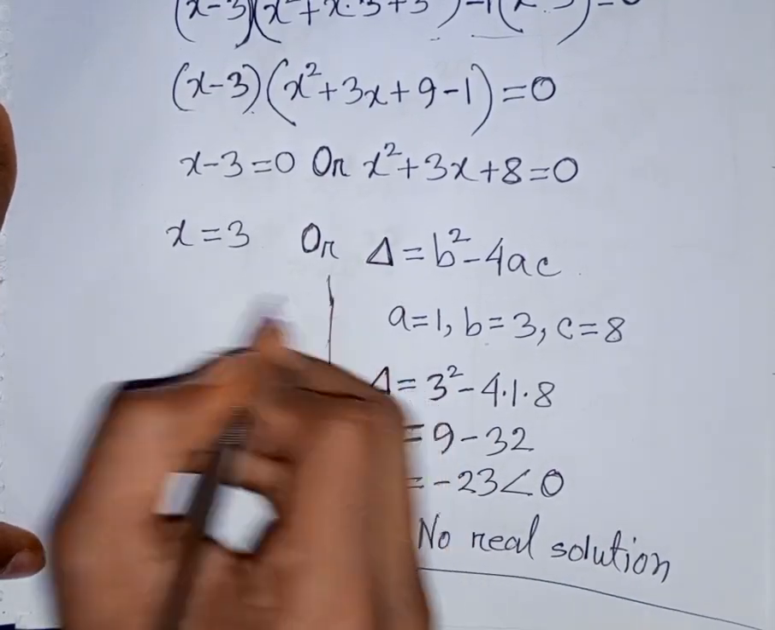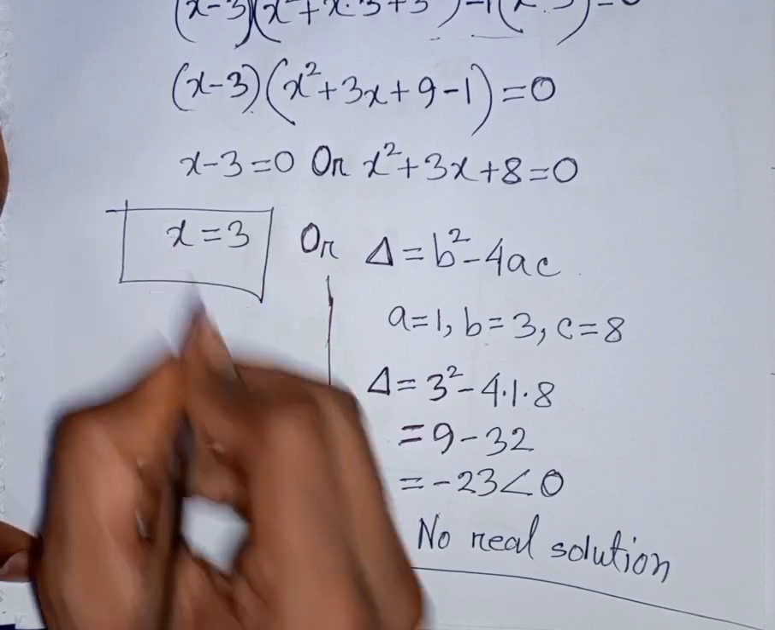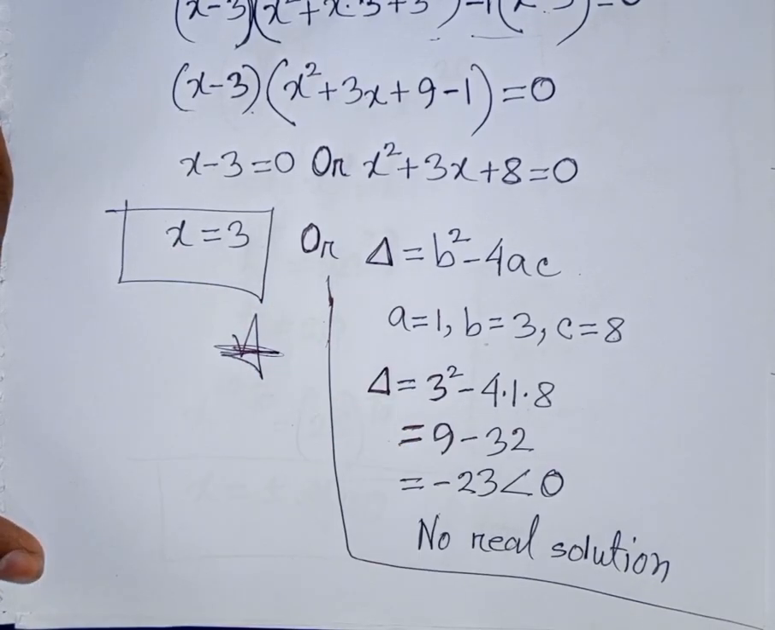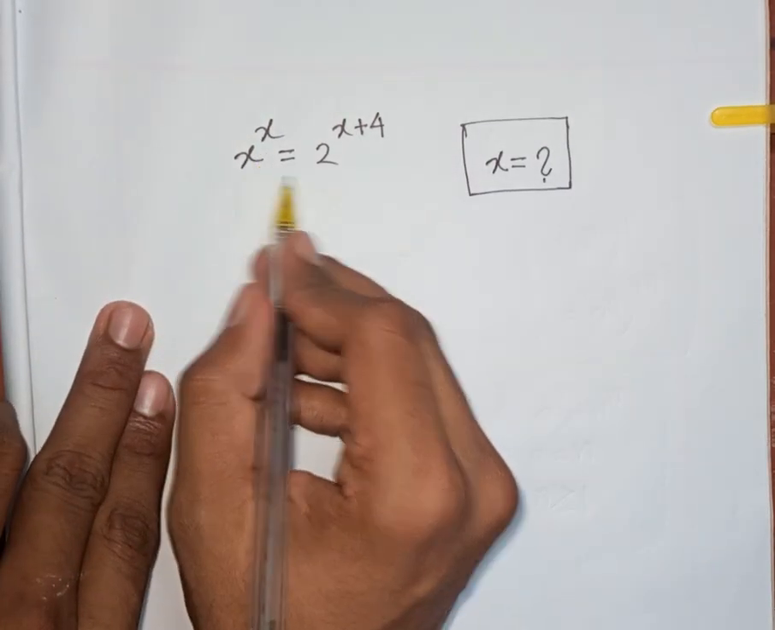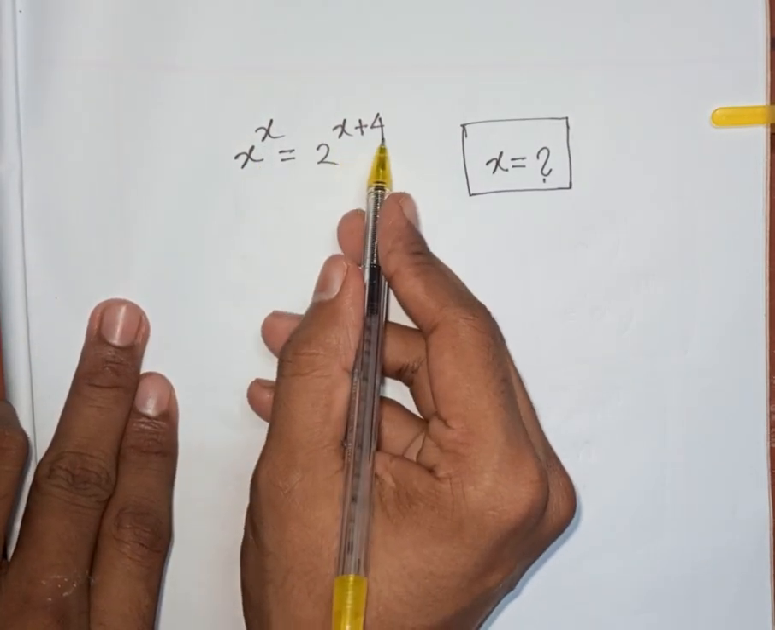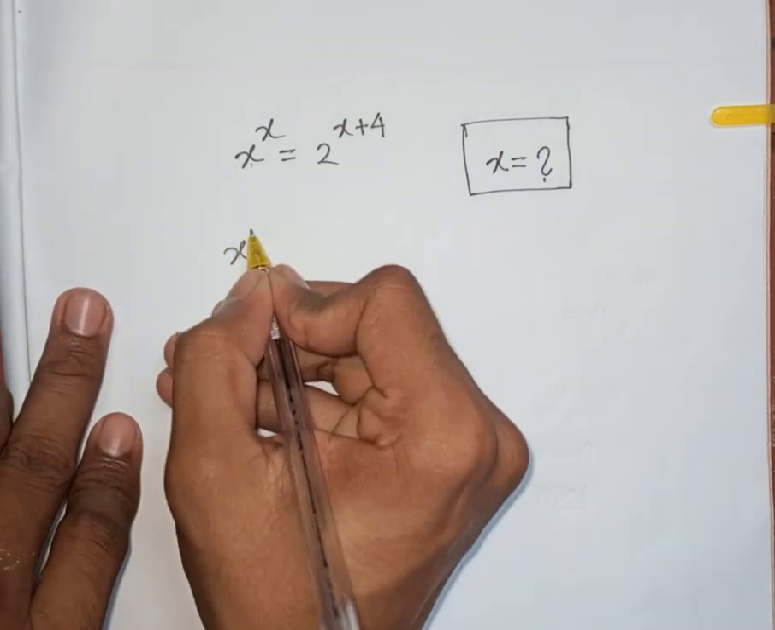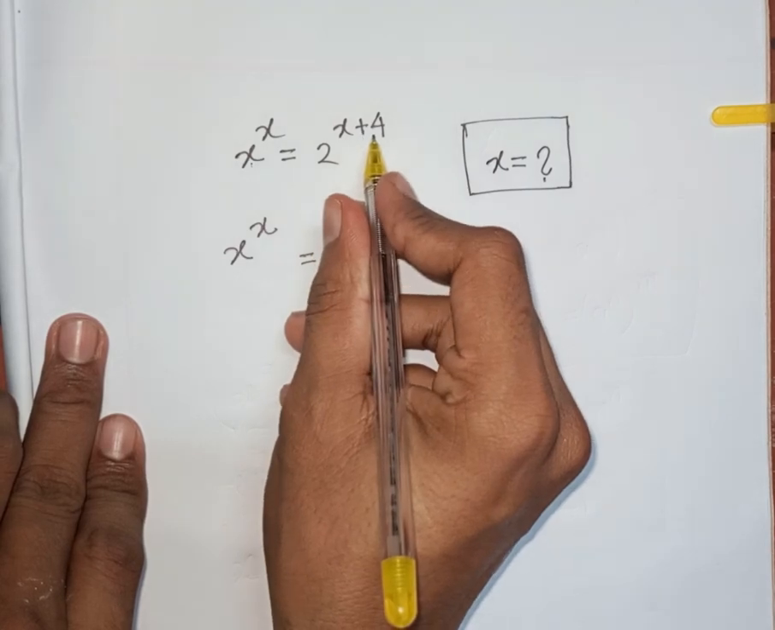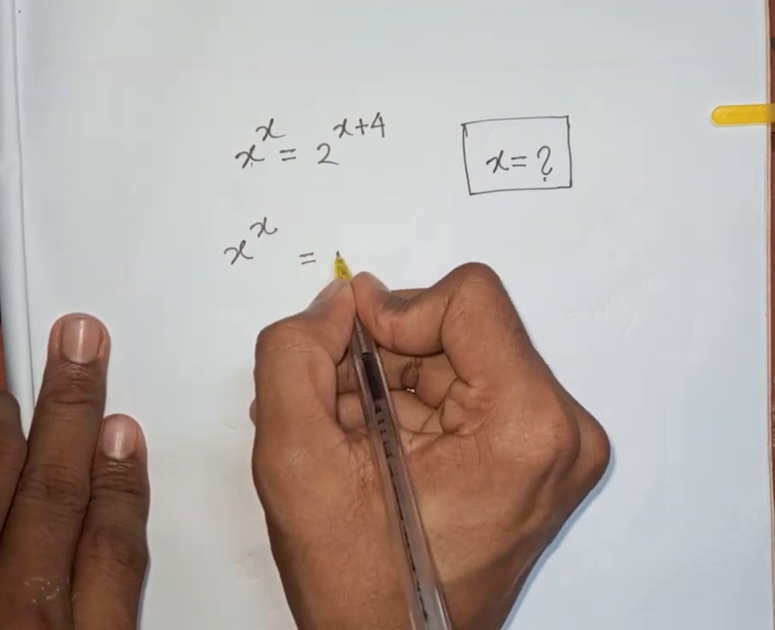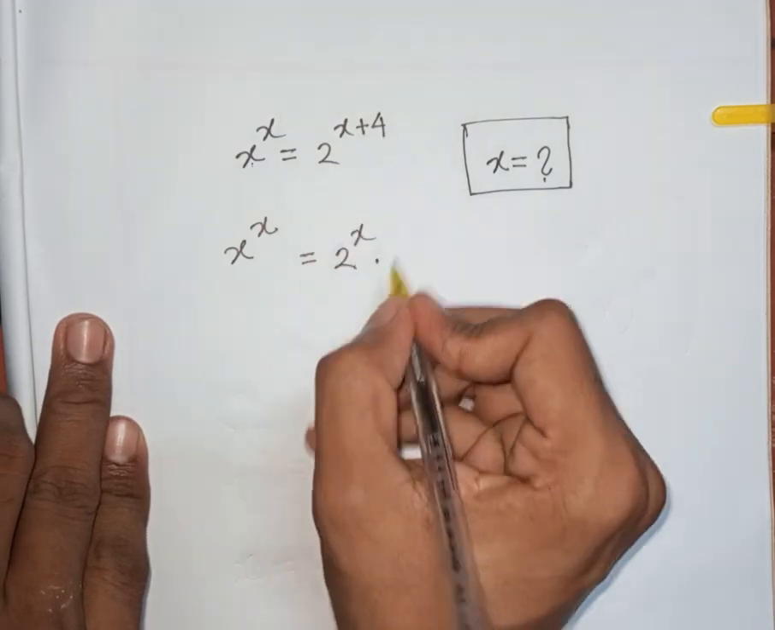Now so our final answer will be x is equal to 3. So 3, this is the value of x, so this is our final answer. How to solve x power x is equal to 2 power of x plus 4. Find the value of x. So x power x is equal to 2 power of x plus 4 can be written as 2 power x times 2 power 4.